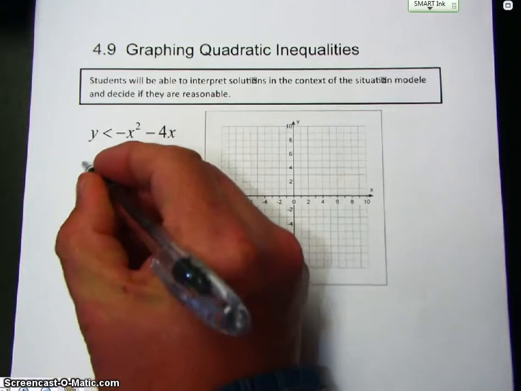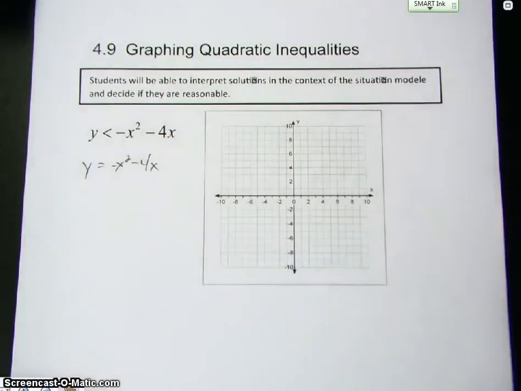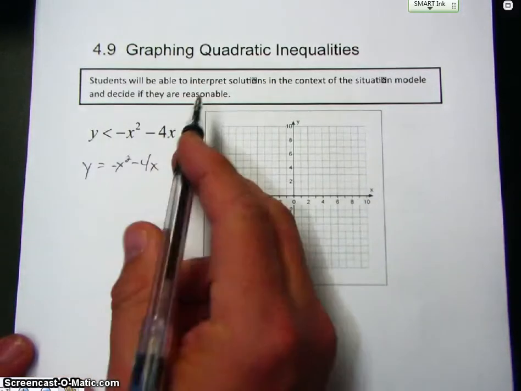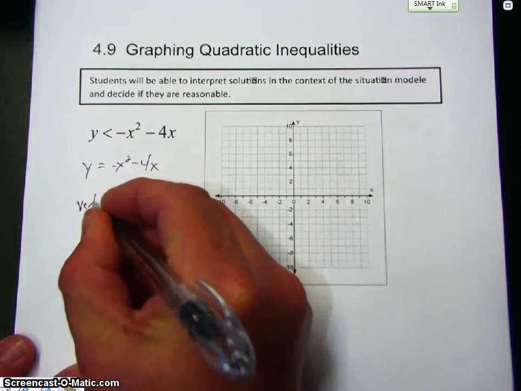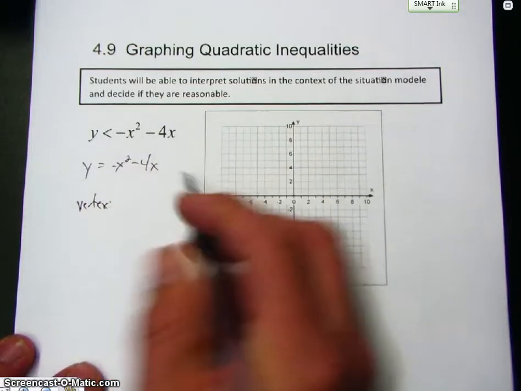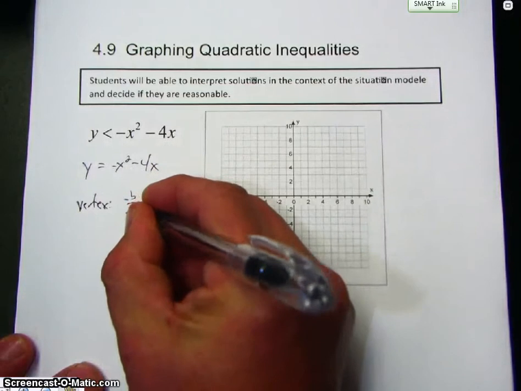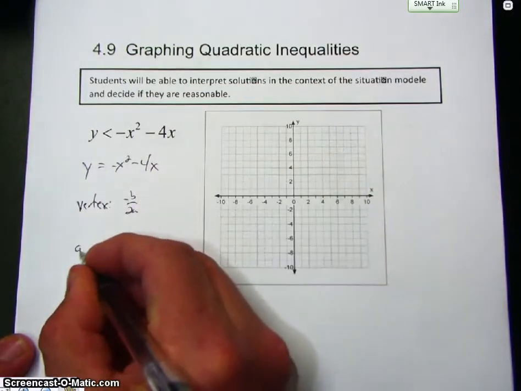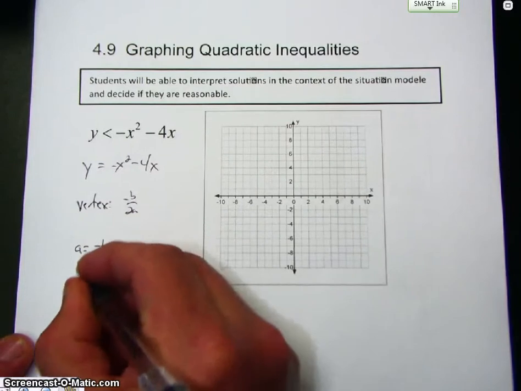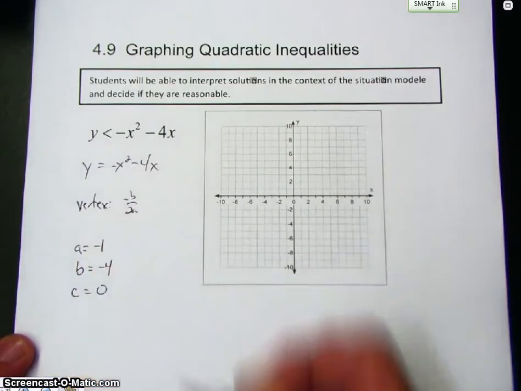In other words, if it was just an equals instead. All right, so first thing you do is find the vertex. So let's see here, vertex. So we use the... See, this is in standard form. So we got to do the negative b over 2a. So first of all, a is equal to -1, b is -4, c is 0.